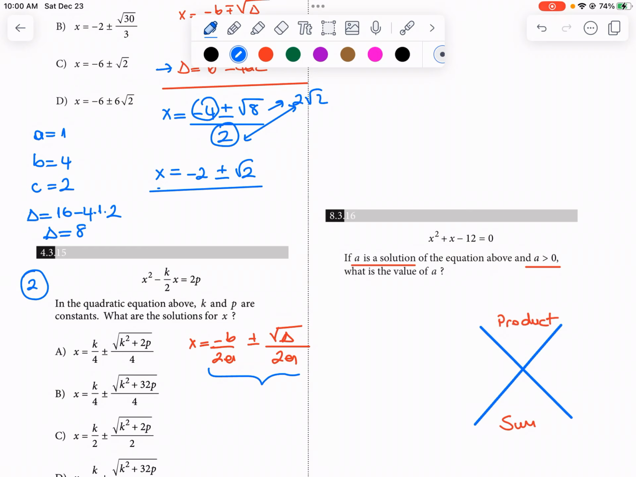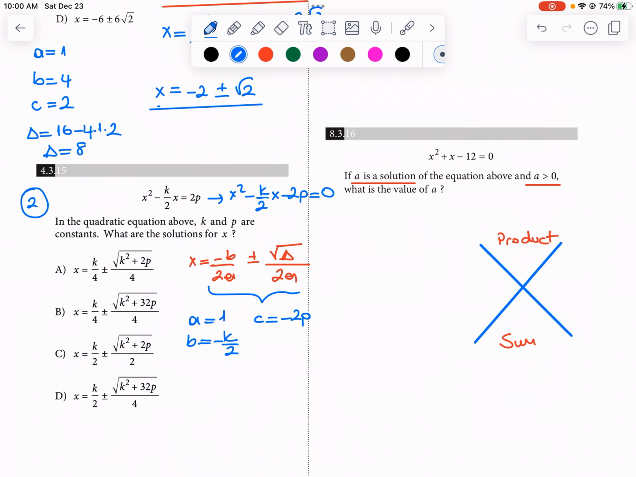First we find the a, b, c here. First of all we write it in the standard form. Then we find the a, b, c. This is the way we can write this equation in the standard form: x squared minus k over 2x minus 2p is equal to 0. And this time a is going to be 1. B is the coefficient of x, which is negative k over 2. And c is going to be negative 2p.